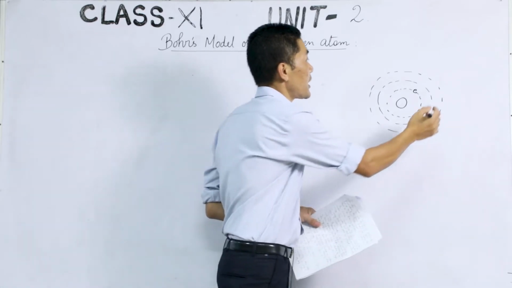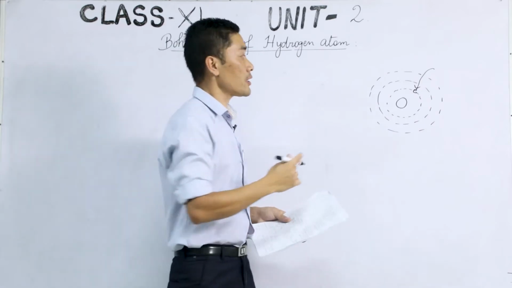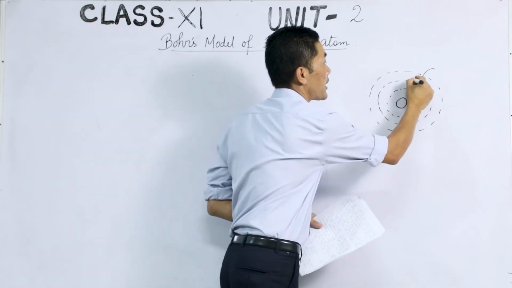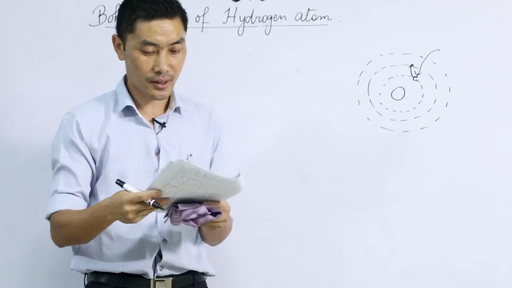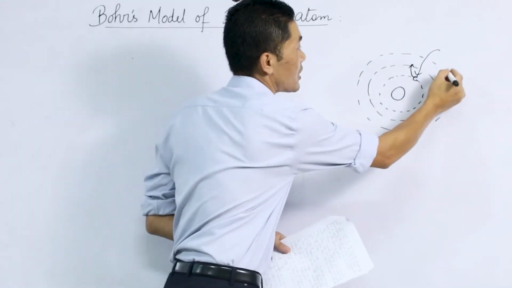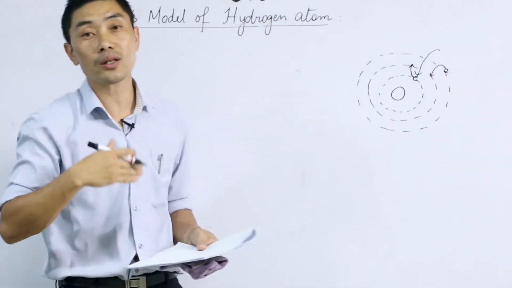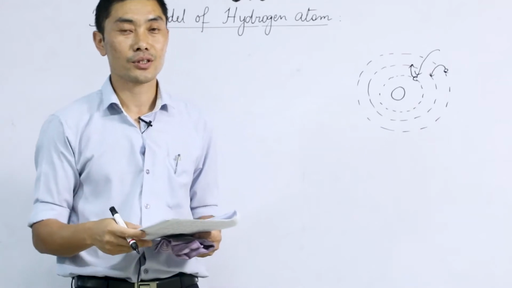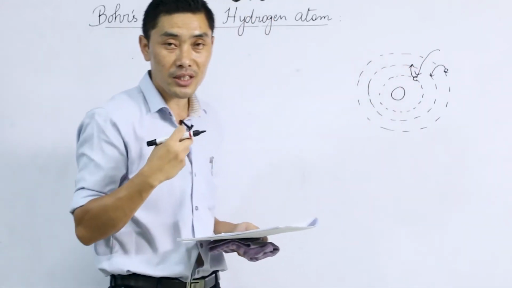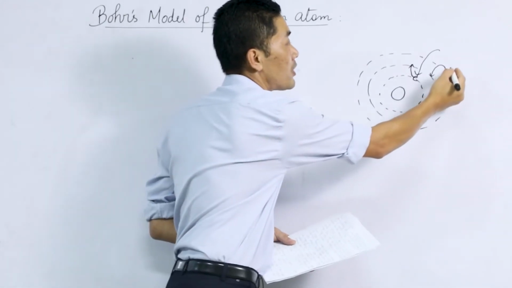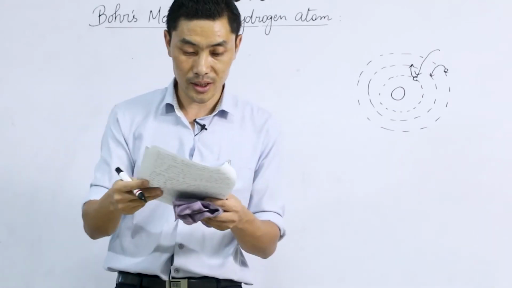But if it absorbs some extra energy, then it will jump to a higher energy state, to a higher energy orbit. Likewise, if an electron jumps from higher energy state to lower energy state, then it will emit energy. So to go from lower to higher energy state, it needs to absorb some extra energy. If it goes from a higher energy to lower energy state, then it will emit some energy.